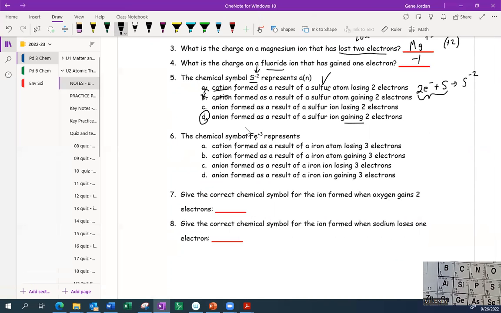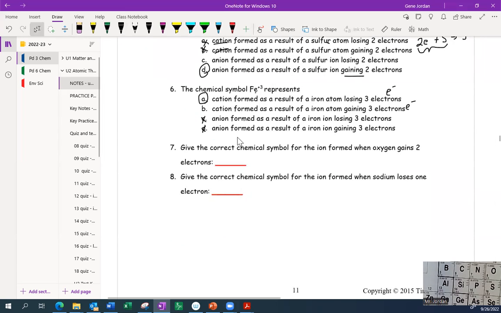A chemical Fe represents... Well, it's positive, so we can get rid of these two options. And then we have to say, how do you gain positive things in your life? By losing negative things or gaining positive things. Electrons are negative, so we know we can't gain them to be more positive, so we must lose electrons. And that's why it's a cation formed from losing 3 electrons.